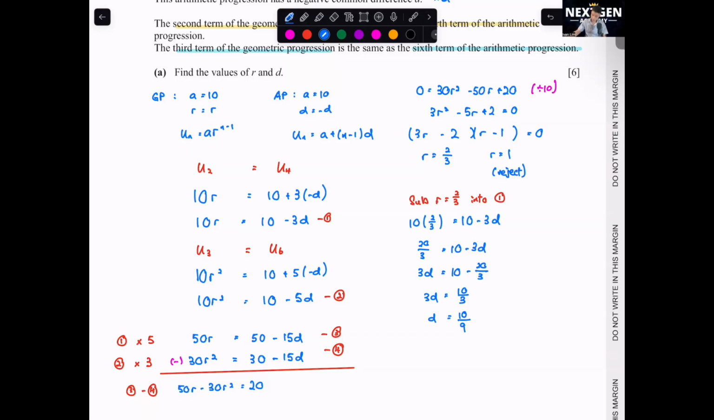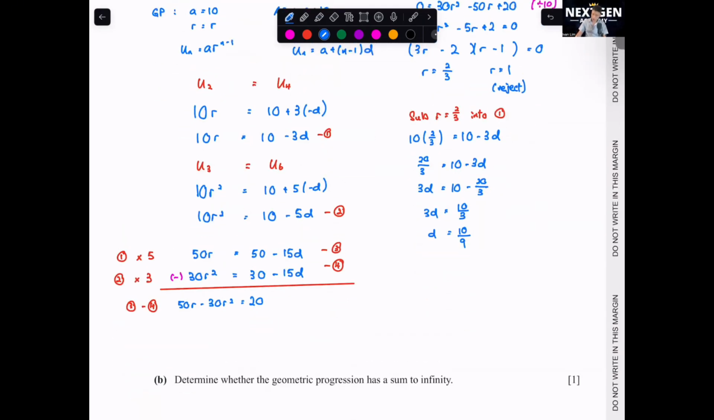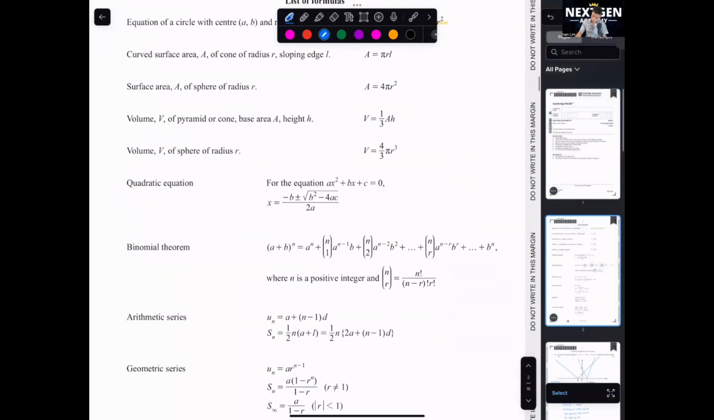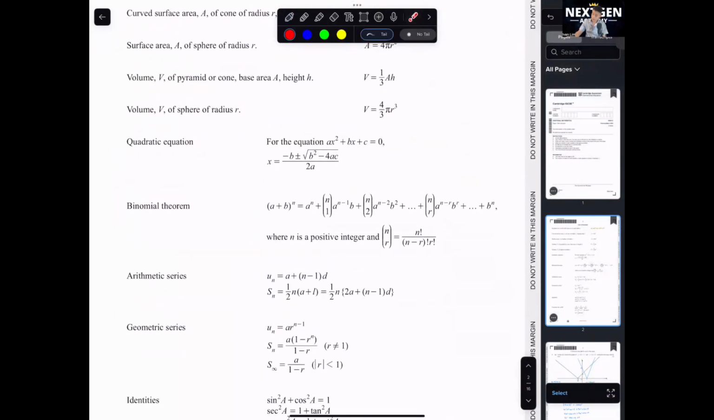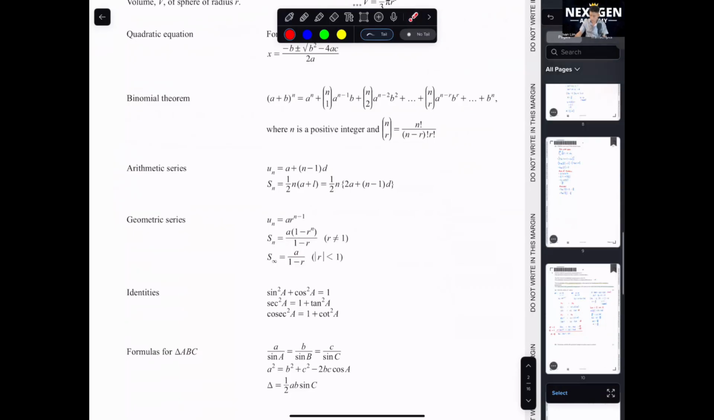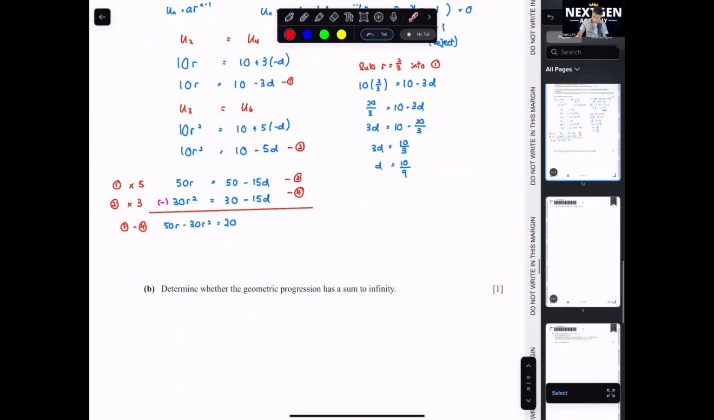Okay, the next one. Determine whether the geometric progression has a sum to infinity. What is the condition of sum to infinity? You all see in the formula, they actually gave us this. What is sum to infinity? The condition is modulus R must be less than 1. Okay, what does this mean? Modulus R must be less than 1.